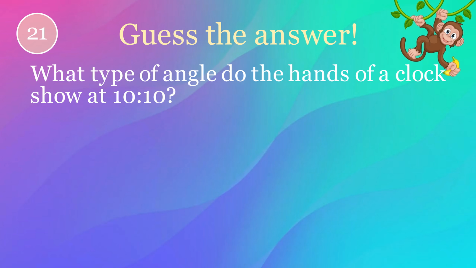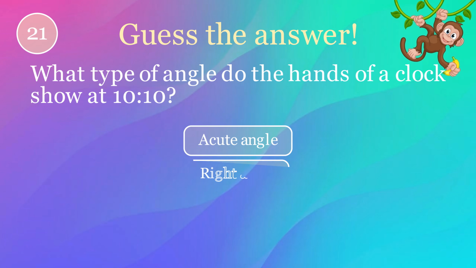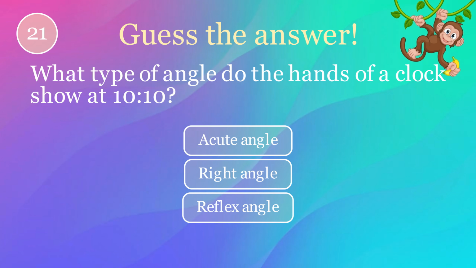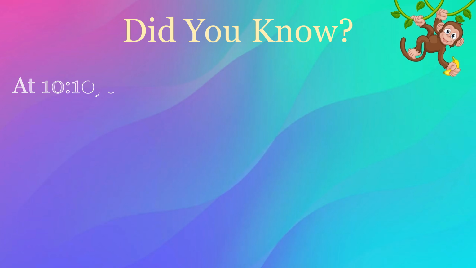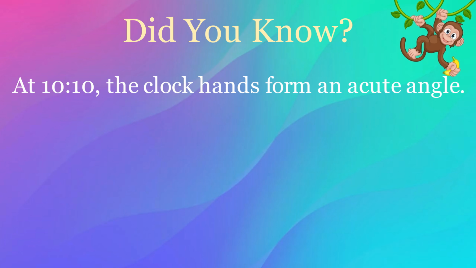What type of angle do the hands of a clock show at 10:10? Acute angle. Right angle. Reflex angle. The correct answer is acute angle. Here's an interesting fact. At 10:10, the clock hands form an acute angle.